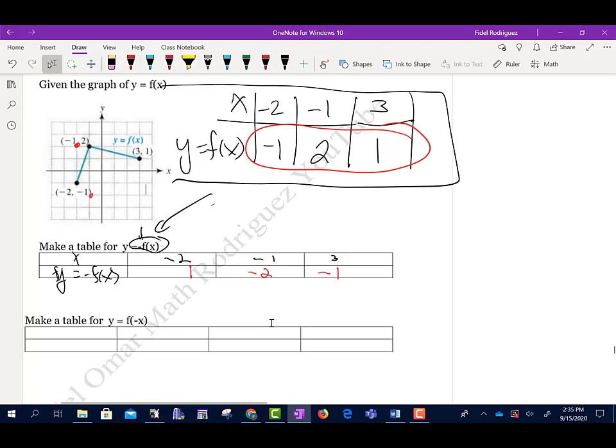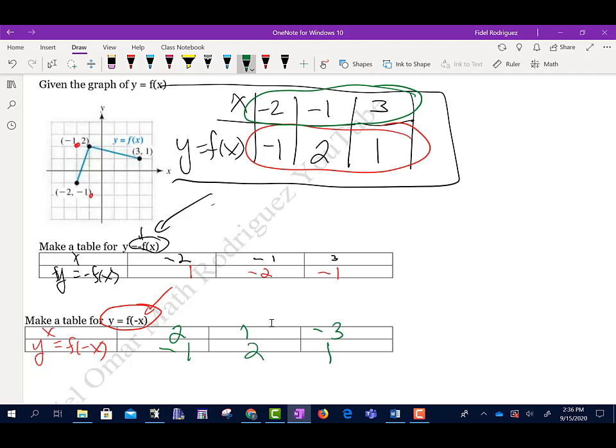All right, so now we're going to make a table for y equals f of negative x. So x, y equals f of negative x. Notice what we're doing. The x values, those signs are going to change. So I'm going to come back over here, and I'm going to change those x values to be a positive 2, a positive 1, a negative 3, but my y values, guys, will stay exactly the same.